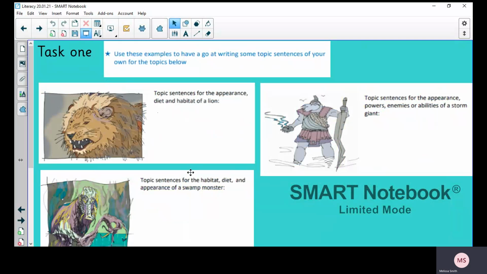And then if we have a look at this one, I also want you to do the same, the habitat, the diet and the appearance for a swamp monster. You can use the model text ones to help you, but I don't want them to be the same. I want you to come up with your own. This one here, I want you to come up with topic sentences for appearance, powers and enemies or abilities for the storm giant. So you should have for this task a minimum of 3 different topic sentences for the image for each one. That's task 1.